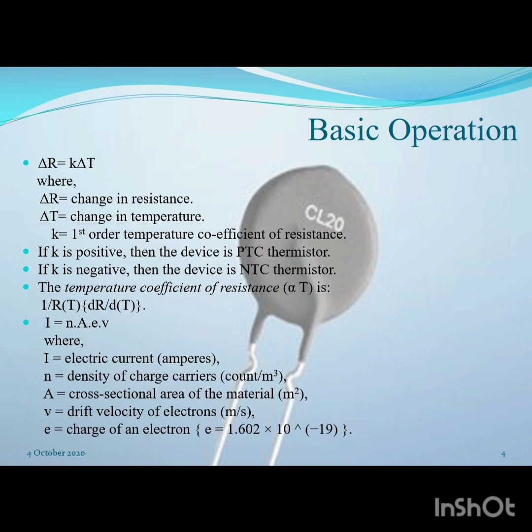And the temperature coefficient of resistance can be measured as 1 by RT into dR by dT. We are taking it as alpha T, the temperature coefficient, that is 1 by RT into dR by dT, where the alpha T coefficient should not be confused with the alpha parameter that we are going to use in the next steps, when we talk about the standard equation and all those things.